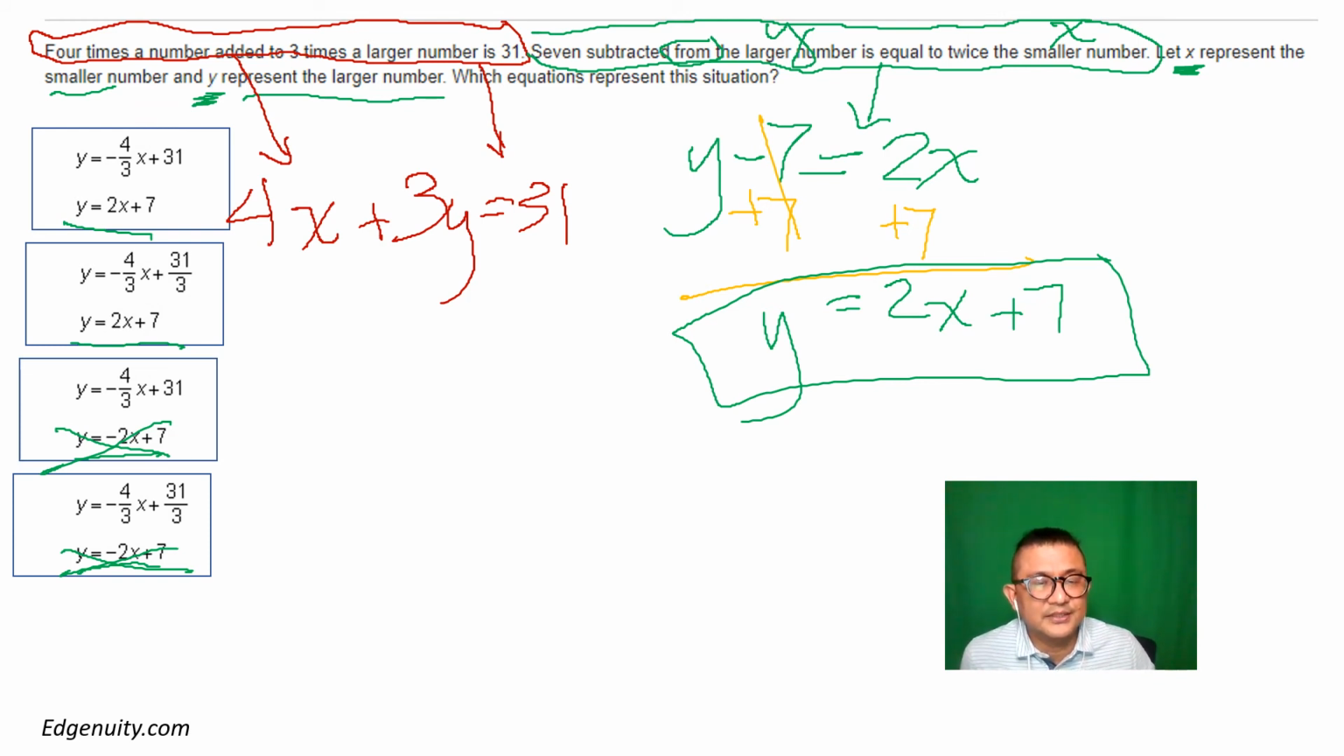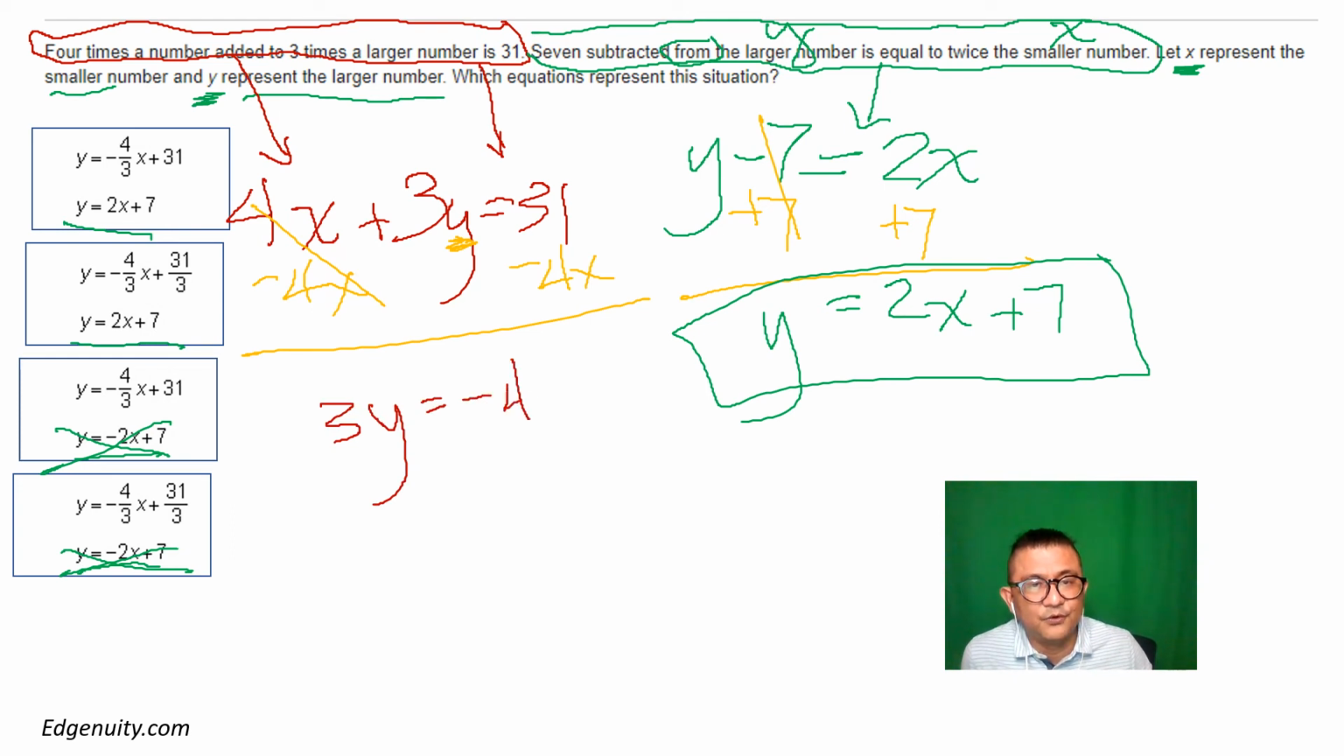I need to get the y alone. Minus 4x for you, minus 4x for you. That cancels out. 3y is equal to negative 4x plus 31. What's next? I need to get rid of the times 3: divided by 3 for you, divided by 3 for you, divided by 3 for you.